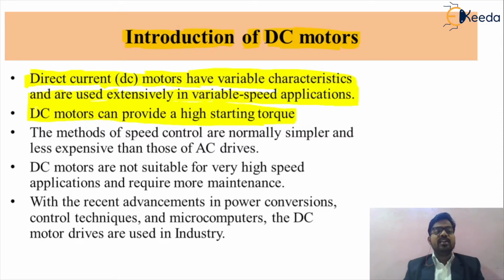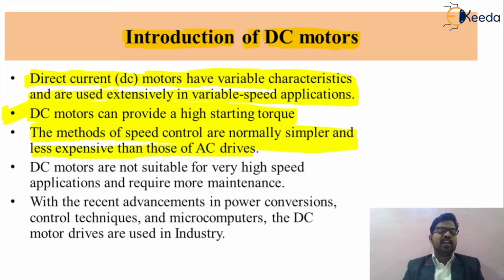So that's why DC motors are mostly preferable in a traction system, that is called an electrical locomotive, for your day-to-day life. This is a very important advantage of the DC motor. The methods of speed control are normally much simpler and less expensive as compared with the AC drive. Friends, as far as the DC motor is concerned, we have different speed control techniques.